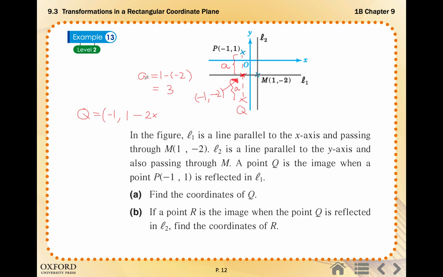Okay, 2 times A. A is equal to 3. And then simplify the calculation: 1 minus 2 times 3, it is -5. So this is the answer for the coordinates of Q. That means in part A. And next is part B.